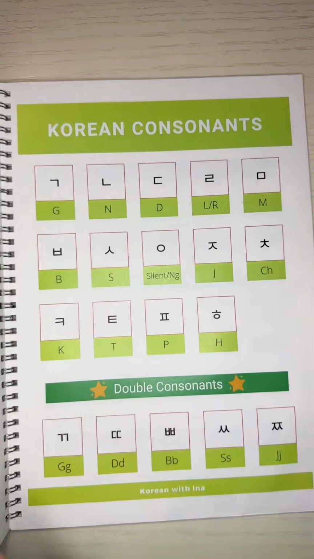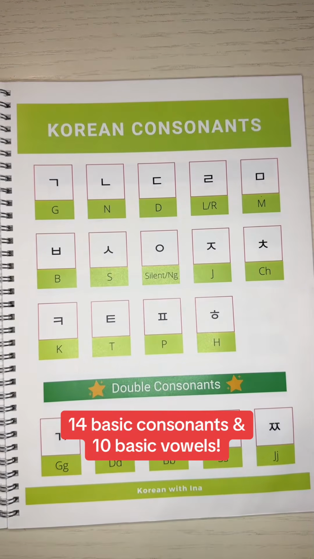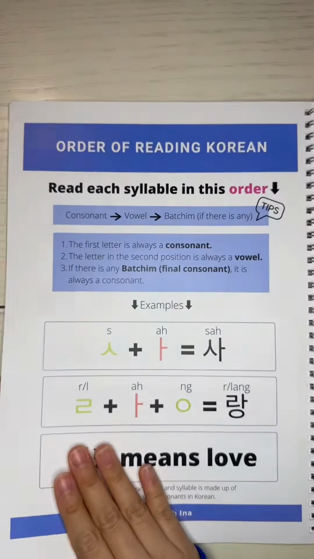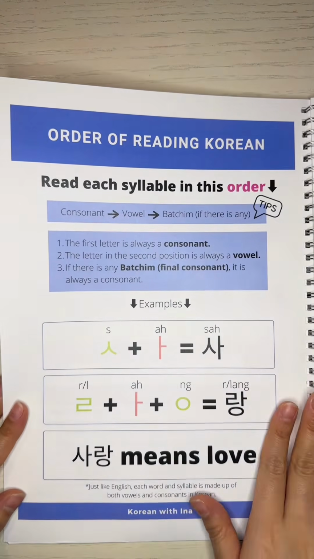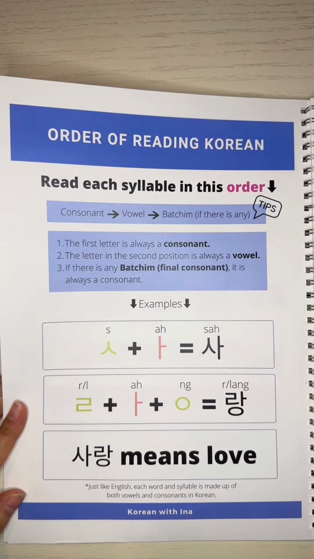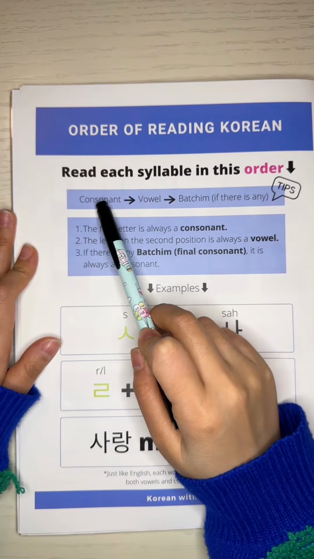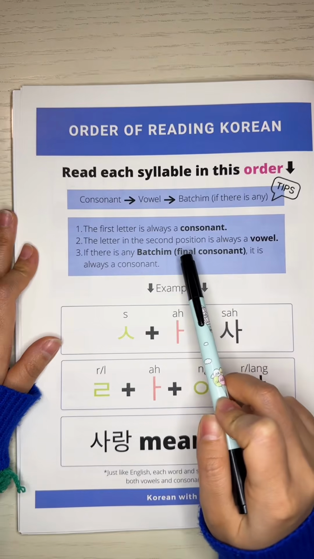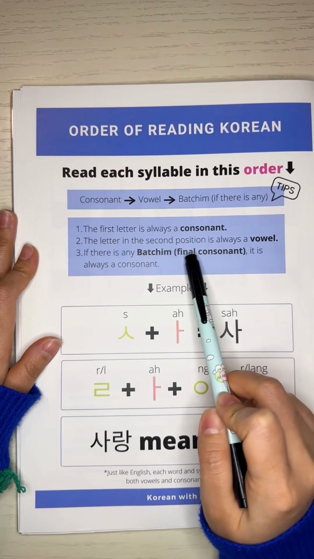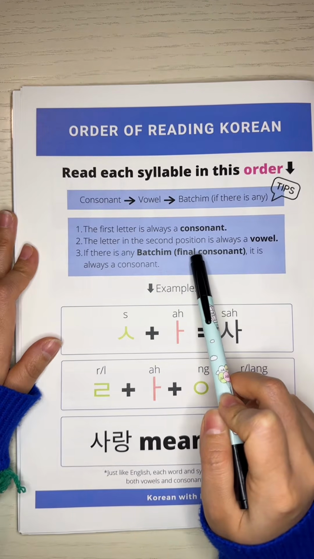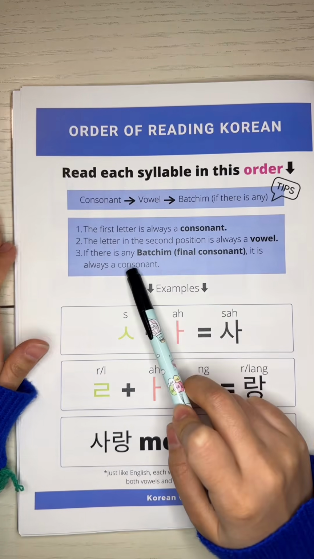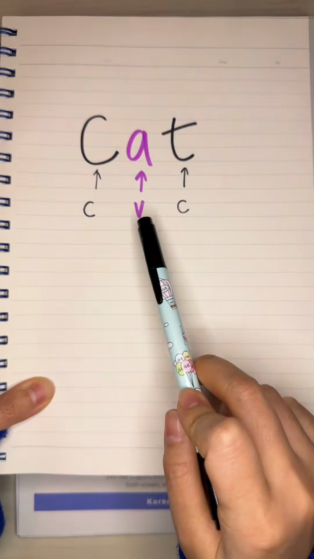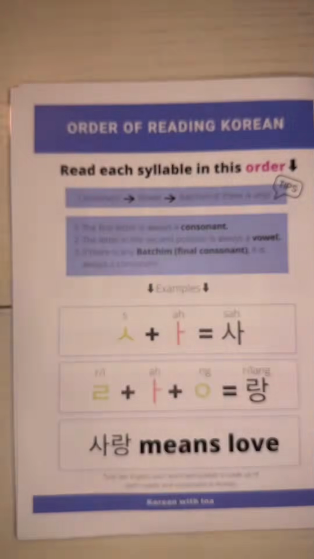In Korean, you have 14 basic consonants and 10 basic vowels. Just like English, you're gonna combine them together to make words. Let me show you. First, read consonant and then a vowel and then 받침. 받침 is just another final consonant that's gonna be placed at the bottom. It's always gonna be consonant, just like the word cat. It says CVC, exactly like English.